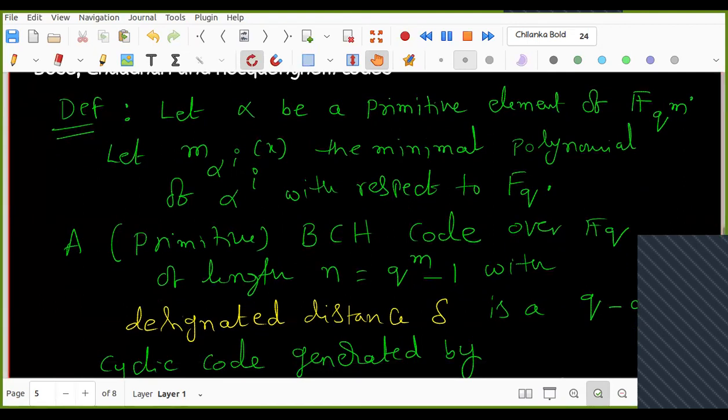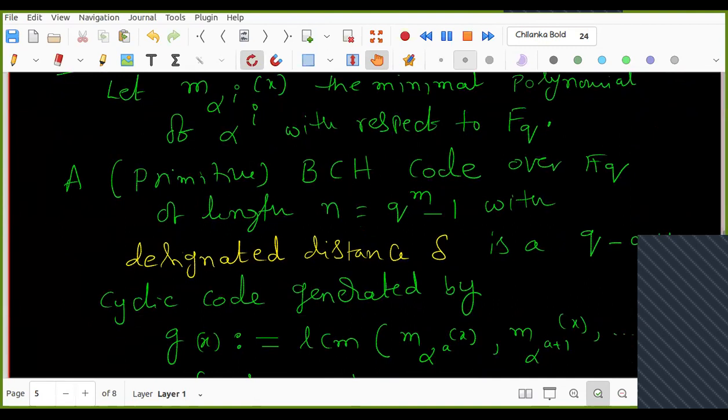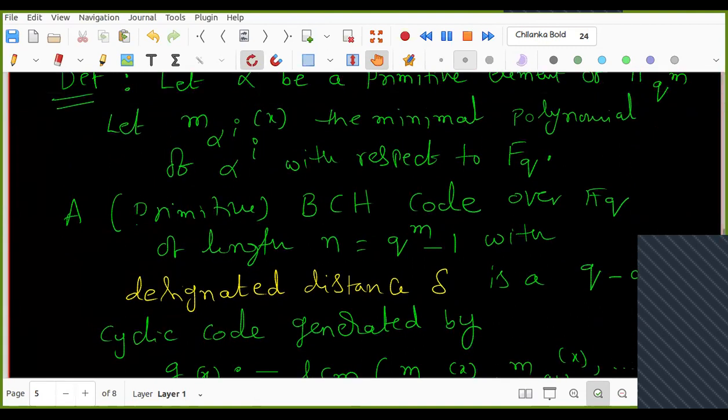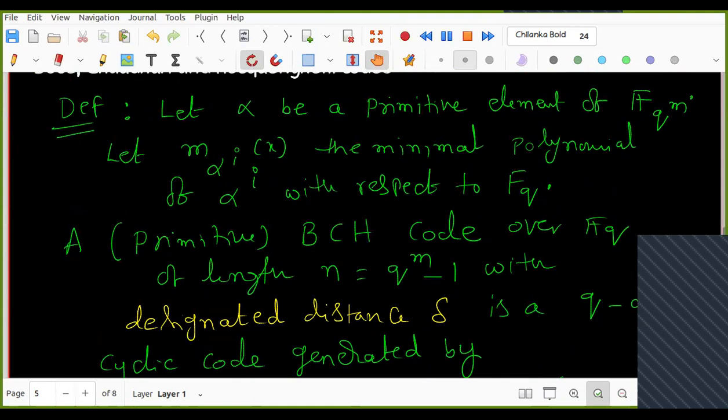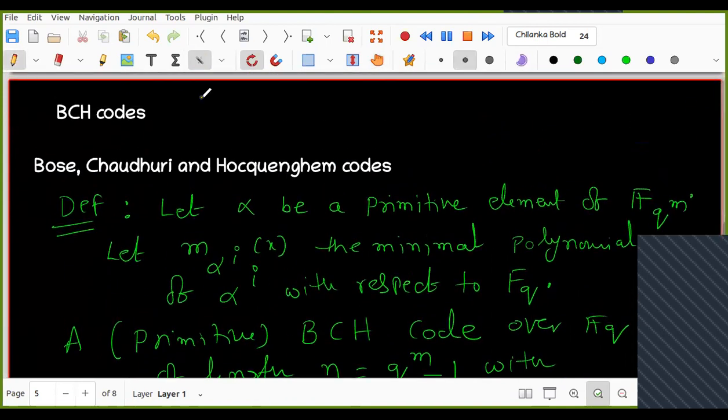So m_{alpha^i} is a minimal polynomial. Then the primitive BCH code. What is the difference between primitive and non-primitive? I will explain, this is one of the crucial points, though there is not much difference. You remember that in cyclic codes we are looking at x^n minus 1. A cyclic code of length n is related to x^n minus 1, right?